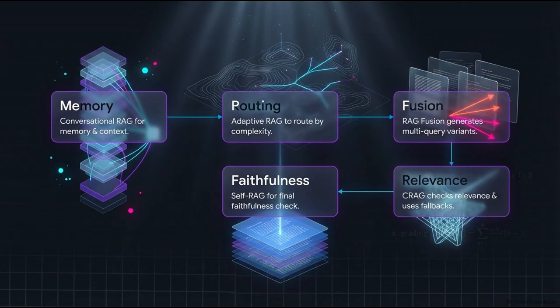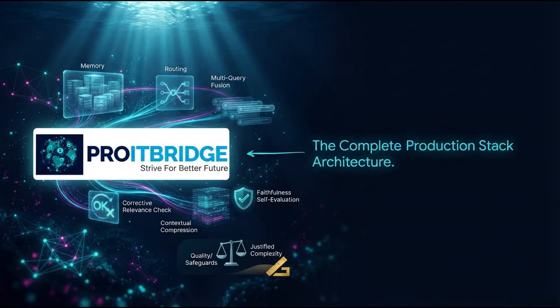retrieved context. When you visualize the complete architecture, the data flows seamlessly from memory to routing to multi-query fusion, straight through the corrective relevance check, contextual compression, and all the way to the final faithfulness self-evaluation. It is an incredibly resilient workflow. But I want to leave you with the golden rule of production engineering. While these layers add necessary quality and safeguards, you should never, ever add layers you don't actually need. Build only what your specific workload demands.